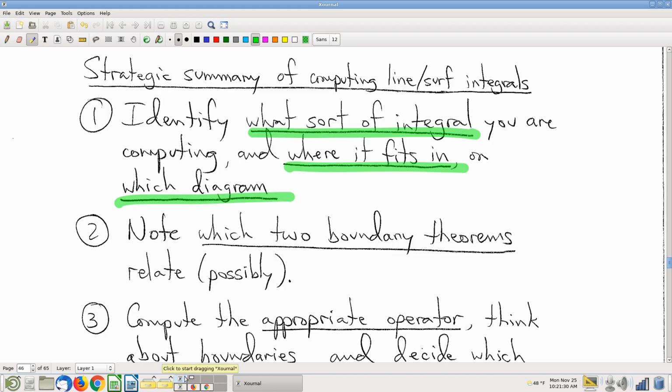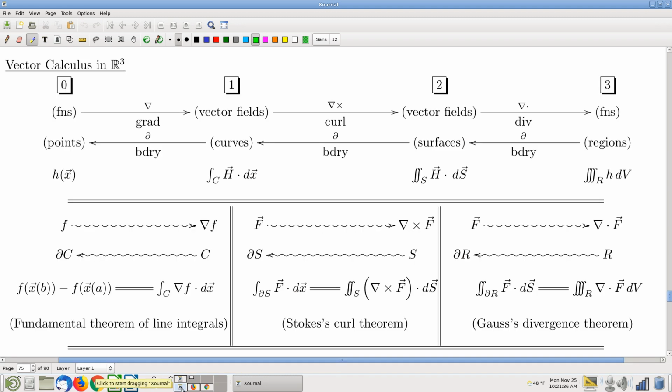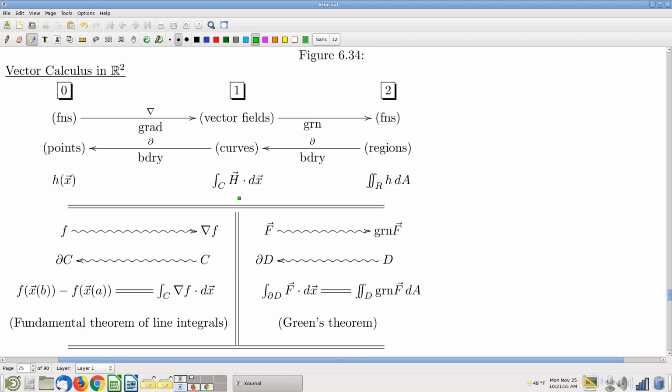So for a given problem, just identify where you are in the diagram. If you've been asked to compute a flux integral, okay, that's what you're trying to compute. Go ahead and think in the context of the diagram, where are you? If you're looking at a line integral, then you're here. Unless the line integral is in 2 dimensions. If the line integral is in 2 dimensions, well, then you're not in the R3 diagram, you're in the R2 diagram. So just make sure to figure out where you are.